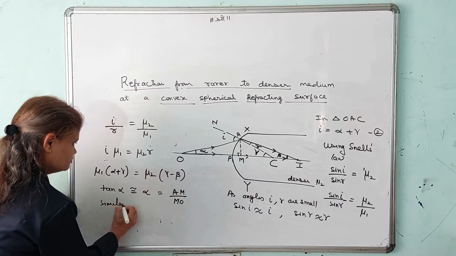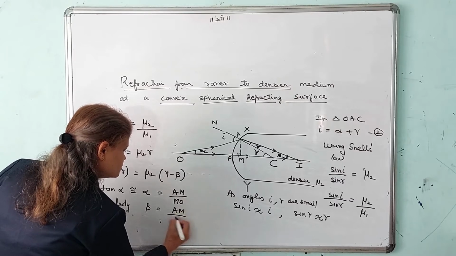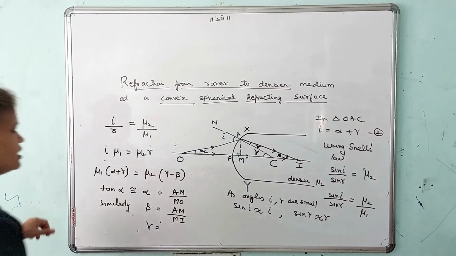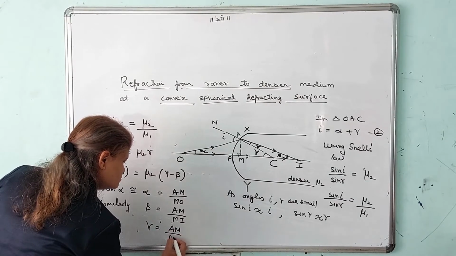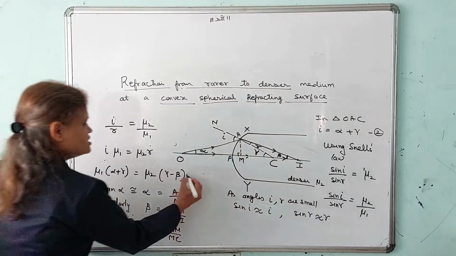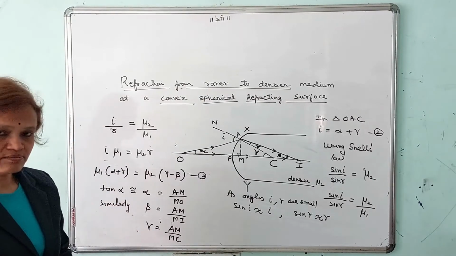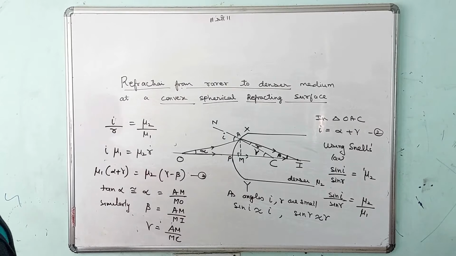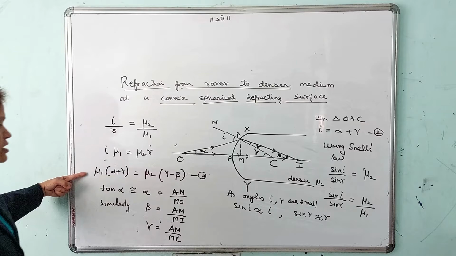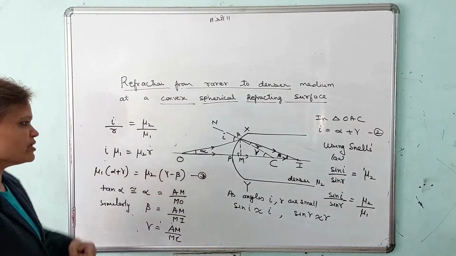Similarly, beta is equal to AM by MI, and gamma is equal to AM by MC. So now we have this alpha, beta, gamma. This is our equation 3. Equations 1 and 2 were I and R. Then after Snell's law and simplifying that, we got this as equation 3. In this equation 3, we are going to substitute now alpha, beta and gamma.